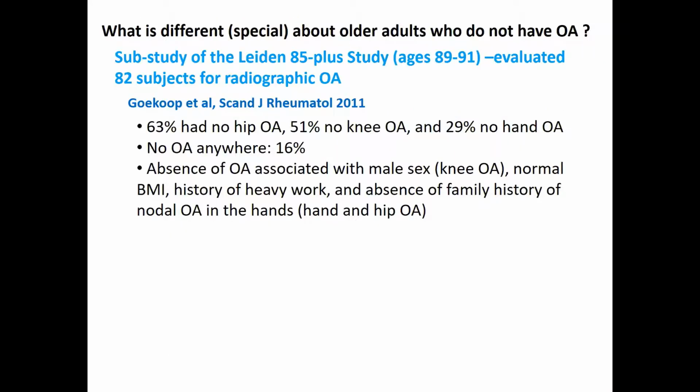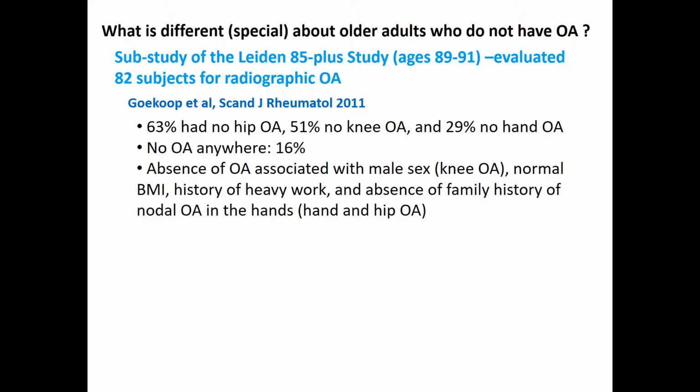One question that comes up is, if osteoarthritis is so common with aging, what's so special about people that don't get osteoarthritis with age? As I showed, so many older adults get OA. This was a study done in Leiden in the Netherlands. They have a cohort they've been following called the 85 plus study. To be in this study, you have to be older than 85. They evaluated the people in this study for osteoarthritis, and they found a group that had no osteoarthritis.